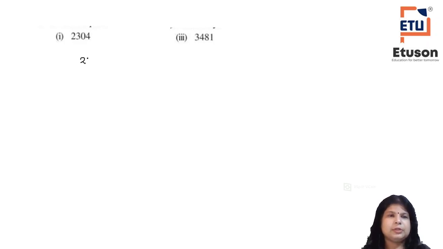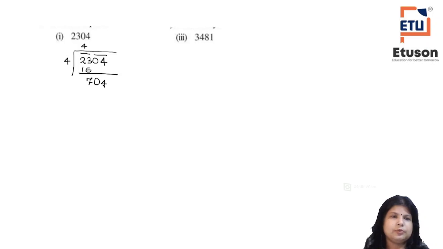First you have to pair the number starting from the unit place. Now I have finished pairing the number. Then you have to take the number whose square is less than 23. 4 squared is less than 23, 5 squared is more than 23. Correct or not? So you can take 4 here and write 4. Then 16, then the remainder is 7. Bring down this 04 here.